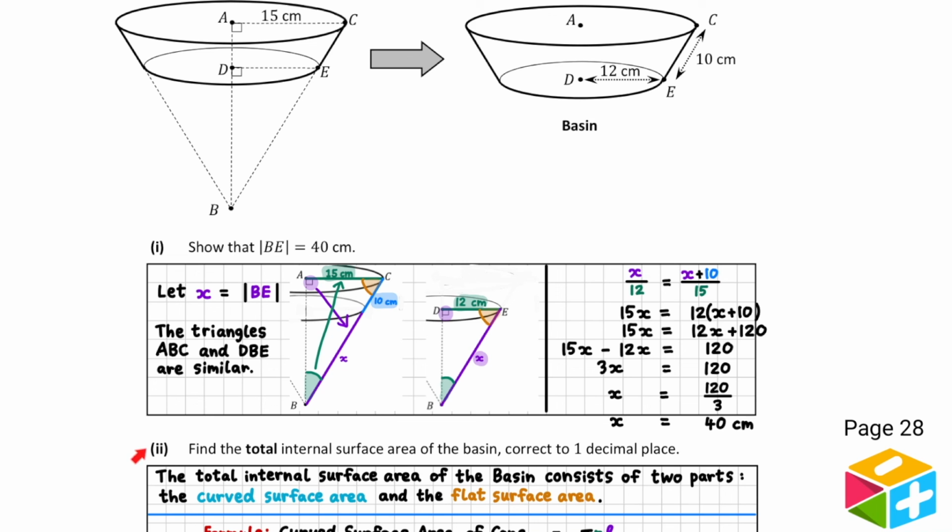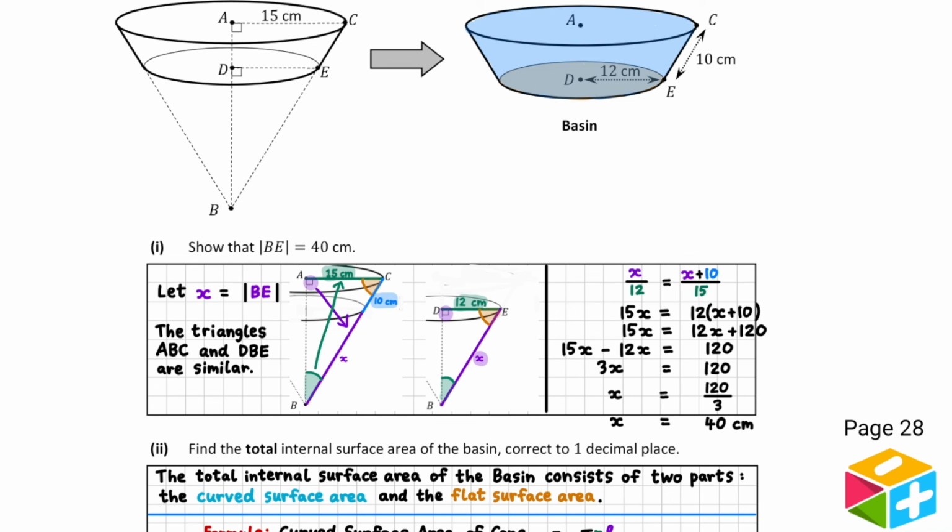In the second part of the question, we must find the total internal surface area of the basin. Well, this area will consist of two components. The flat circle at the base of the basin, which I've coloured in orange, and the curved surface around the interior of the basin, which I've coloured in blue. Finding the orange area won't be too bad. All we have to do is find the area of a circle. However, the blue area is a bit more troublesome.